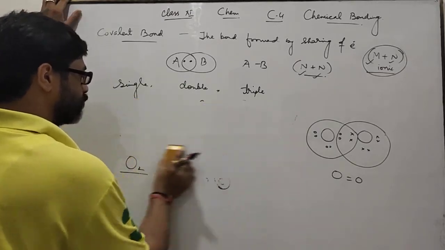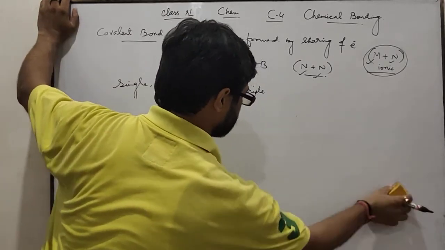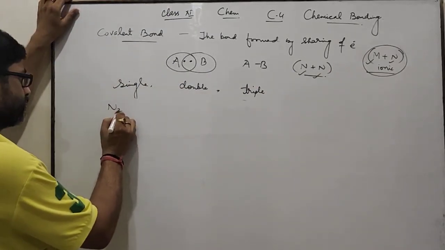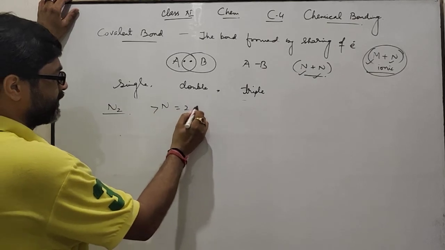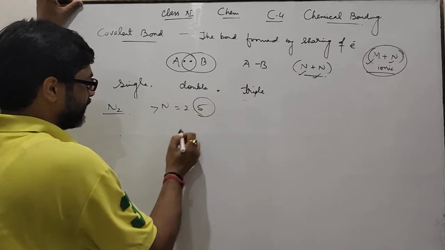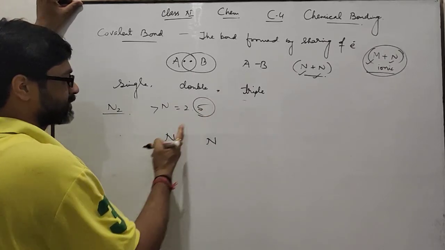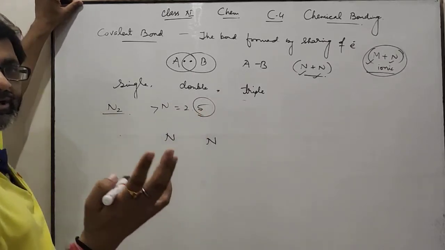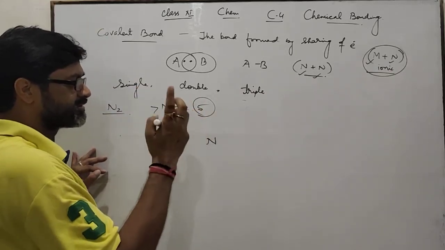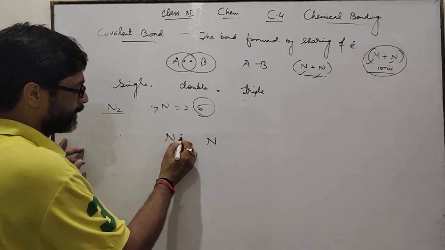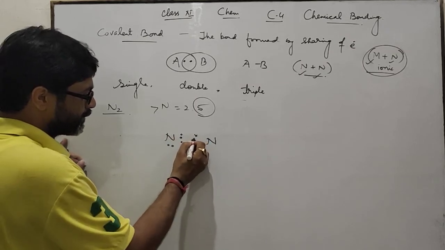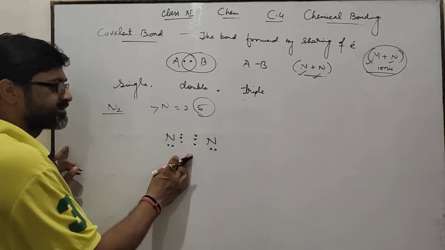Now I want to take one more example in which 3 electrons are shared. This one is N2. The atomic number of N is 7. The electronic configuration will be 2, 5. Nitrogen contains 5 valence electrons. Here are 2 nitrogen atoms. This nitrogen requires 3 electrons to complete its octet. This nitrogen shares 3 electrons with another atom. In this way, we draw 3 electrons on this side and 3 electrons of this nitrogen atom on this side.